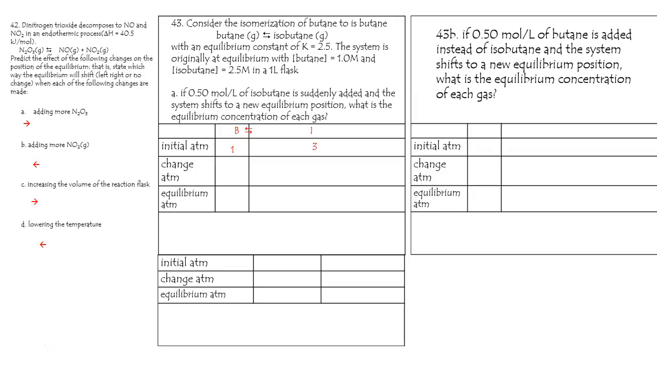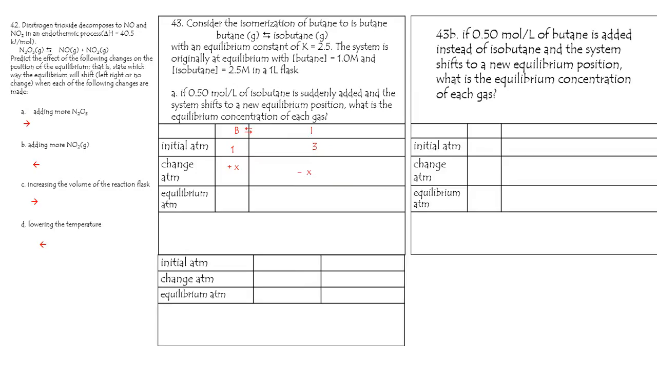Now, what would be the change, if you're at that position, in order to get to 2.5? Well, this is your 3 over 1. That's going to shift it to the left, right? So I think the butane is going to increase and the isobutane would decrease. Notice I had to do a quick Q versus K kind of thought there in order to do that.